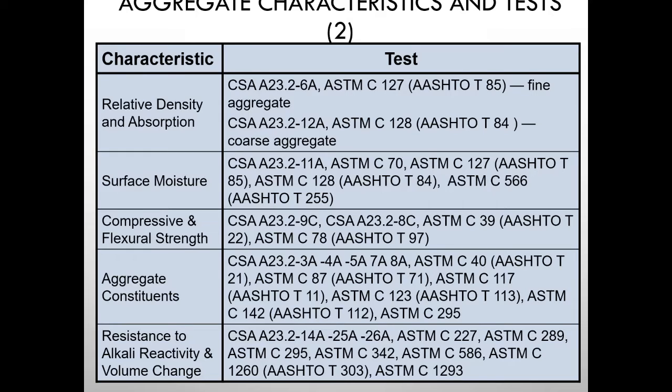Then we determine compressive and flexural strength. The aggregates contribute greatly to the compressive and flexural strength of the concrete. What are the aggregates made up of? Are the aggregates resistant to alkali reactivity, which has a big bearing on volume change? If the aggregates undergo volume change, so does the concrete. Definitely, we may have cracking.